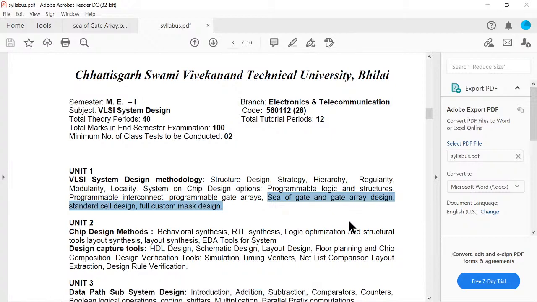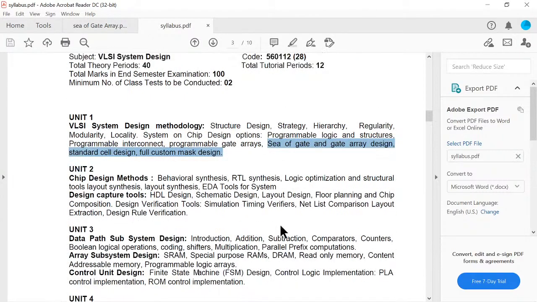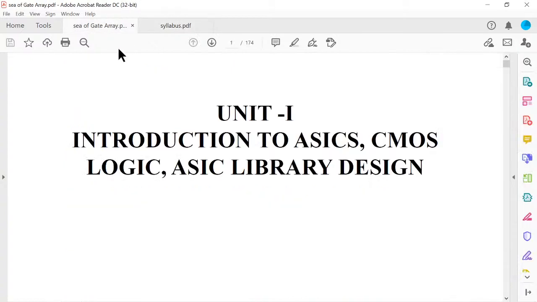In this lecture, we will discuss the last topic of our VLSI system first unit, that is sea of gates and gate array design, standard cell design, and full custom mask design. This one is the last topic of your first unit. The previous topic we already discussed in our previous lecture. Okay, so let's start our topic.